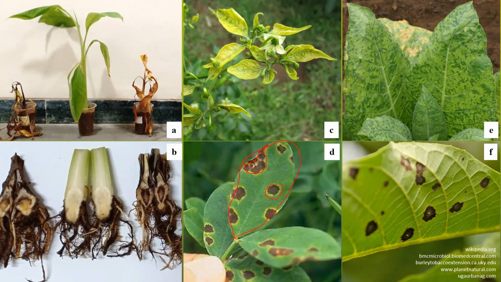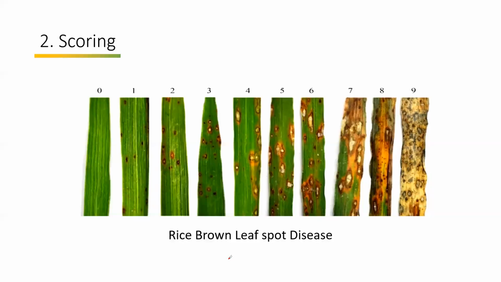But it's not easy to conduct. If we can do disease severity by calculating the size area, it's better, but it's probably very difficult to conduct, and it will need more time. So to solve that problem, we can calculate by using scoring.